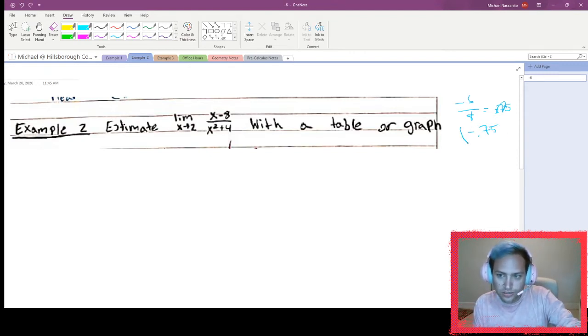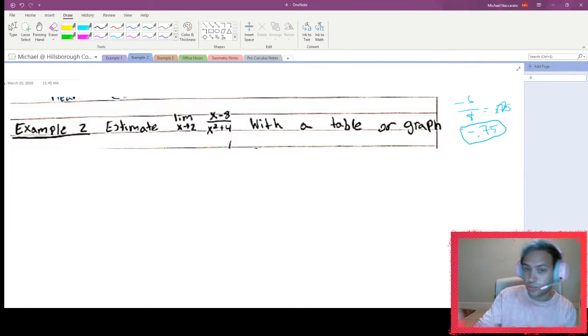It doesn't always work that way, though. You can't always plug it in. You can only plug it in if it's not making something undefined. If it is making something undefined, we'd have to use a graph or a table. And so I'm going to do that just so we can see how to do it.